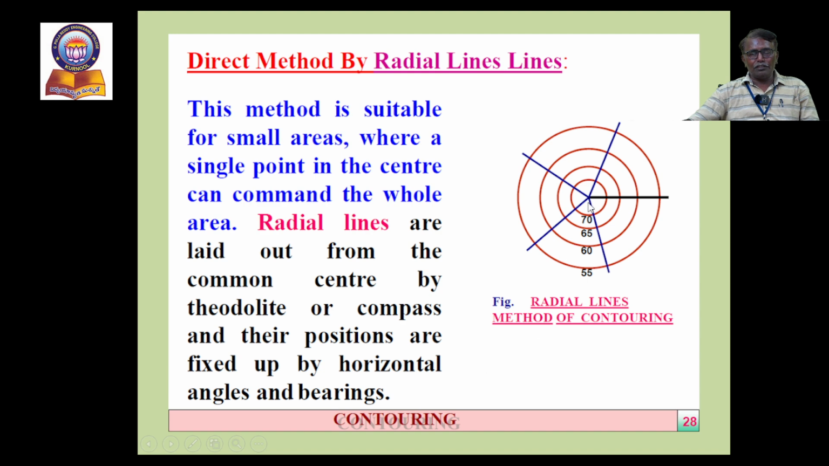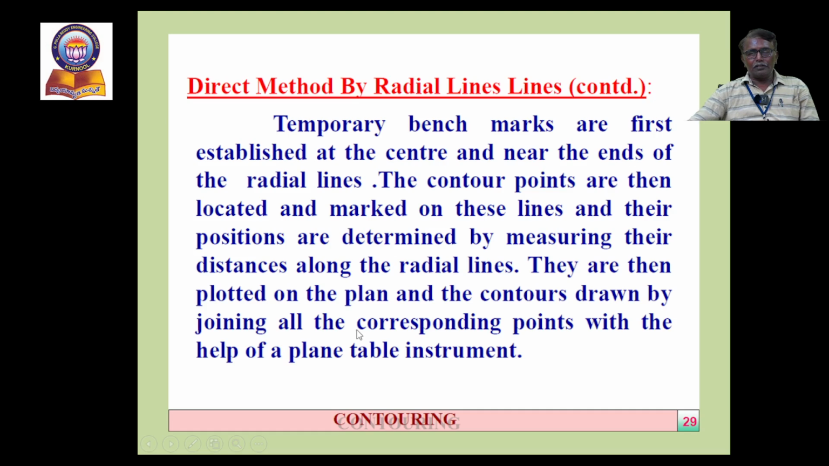So from the instrument station, the instrument is kept at the center and radial lines are drawn. On these lines, points will be represented at regular intervals. The points along this line, we have to measure the reduced levels. Temporary benchmarks are first established at the center and near the ends of the radial lines. The contour points are then located and marked on these lines, and their positions are determined by measuring their distances along the radial lines.